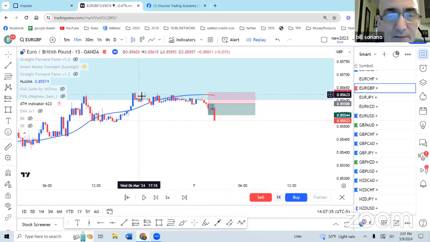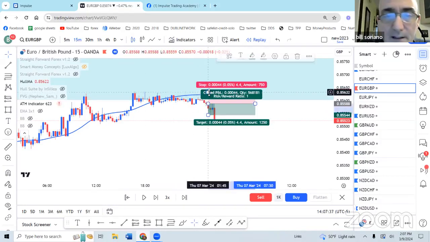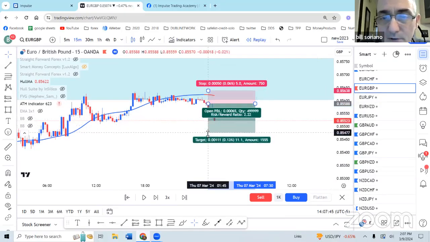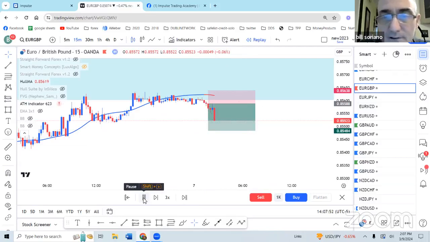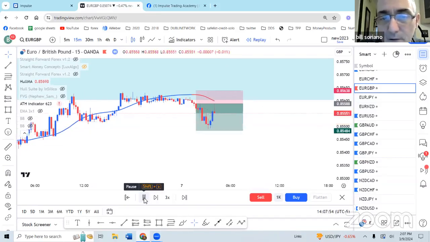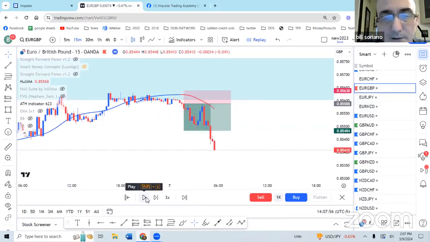Now this one has a very close stop loss, right? It's less than 5 pips away, okay? So we're trying to get a 1 to 2 risk to reward. So we only need price to come basically down to right around here. And you're going to see that very quickly, price goes right down through.